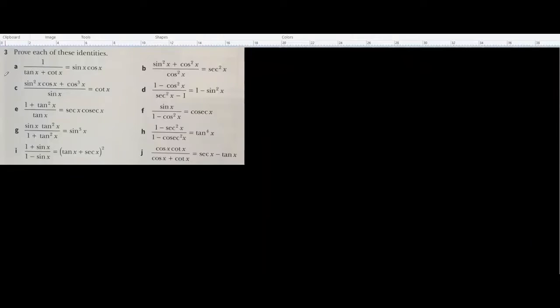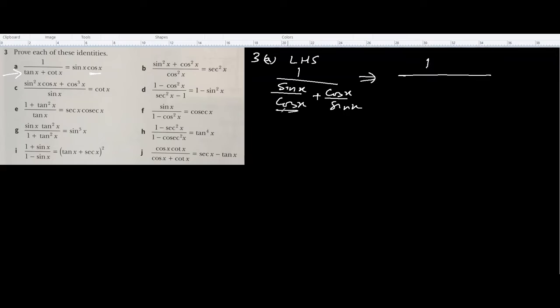Let's start with 3a, where in LHS they have tan and cot, and in RHS they have sin and cos. So of course we will convert them to sin and cos in LHS. So let's focus on LHS. So 1 over sin x over cos x plus cos x over sin x will be the LHS. Now let's focus on the denominator only. The denominators of the denominator have different values.